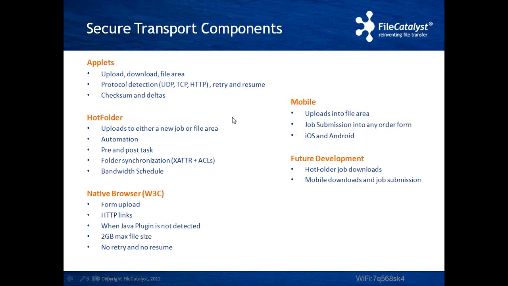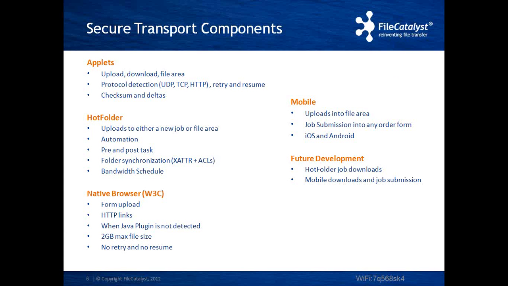So just to get a little bit more into secure transport components, we have the upload applets. There's the upload and the download applet, as well as the file area applet. All applets support UDP, FTP, and HTTP. And they can all also do MD5 checksums and deltas. Hot folder is another tool for uploading into Workflow. This allows you to upload to a new job or any file area or group file area. And it's really for automation. It's to schedule a task and let it go.